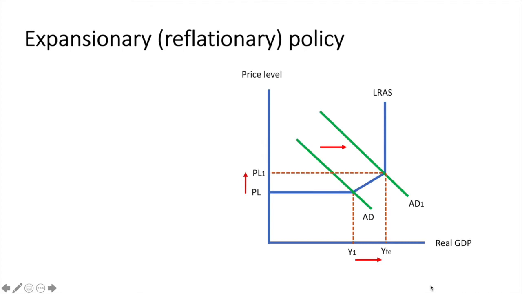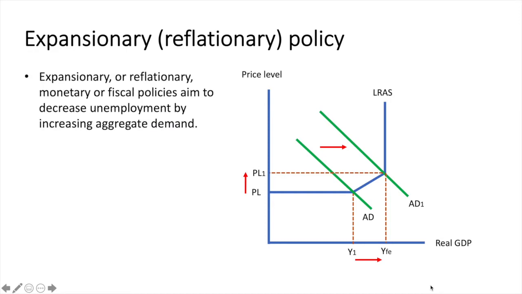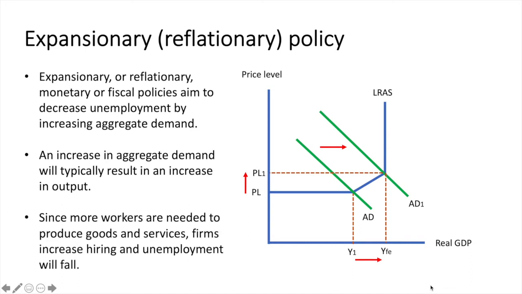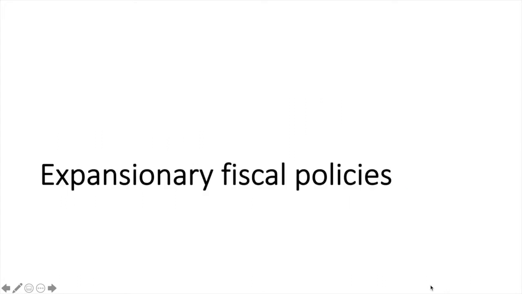Expansionary or reflationary monetary or fiscal policies aim to decrease unemployment by increasing aggregate demand. An increase in aggregate demand will typically result in an increase in output. Since more workers are needed to produce goods and services, firms increase hiring and unemployment will fall. A government typically has two options here: monetary and fiscal policy. Expansionary fiscal policies are up first.